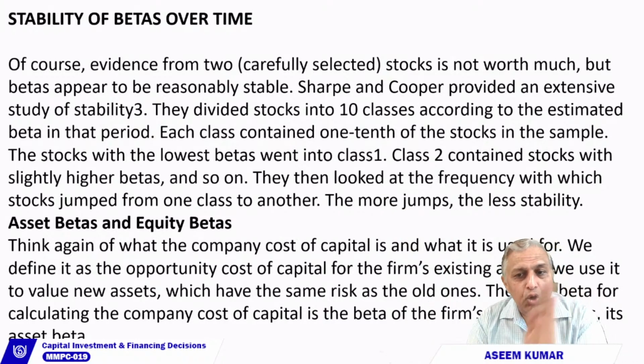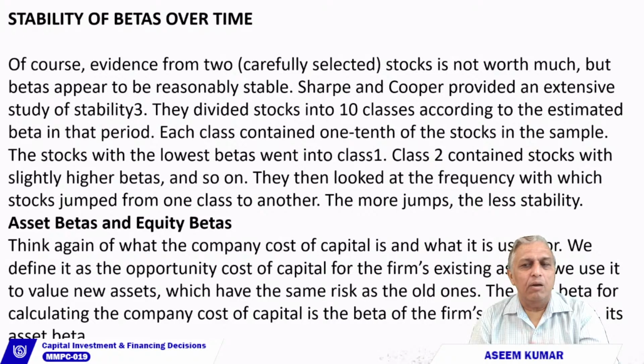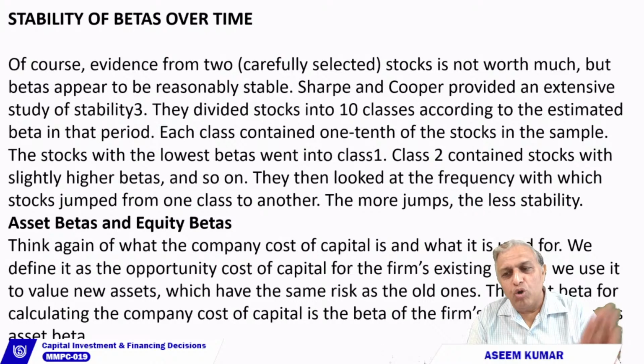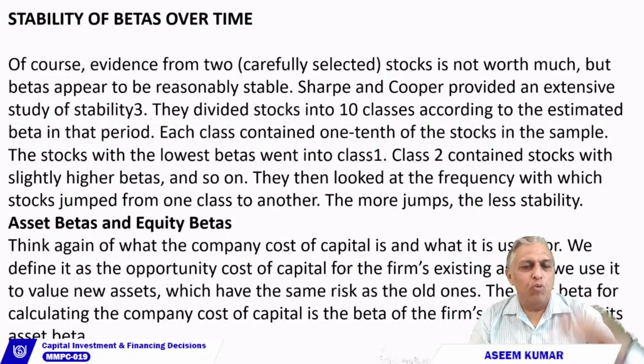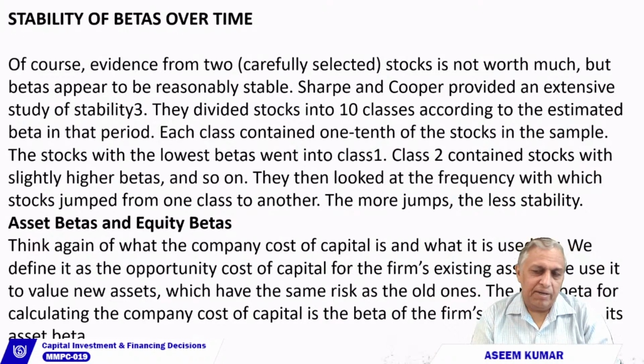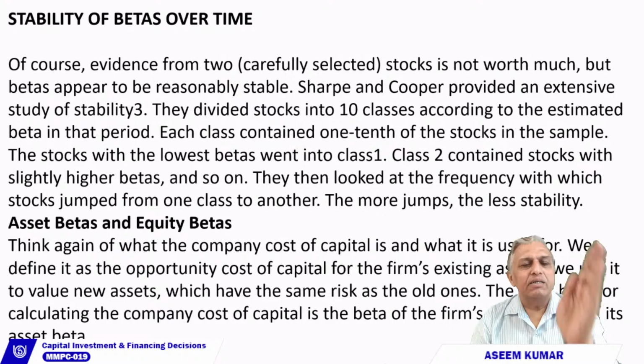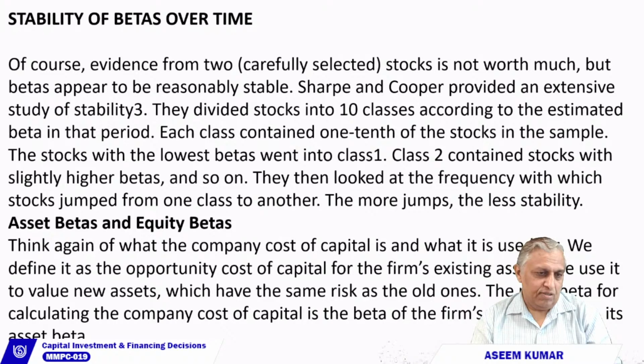They then looked at the frequency with which stocks jumped from one class to another. The more jumps, the less stability. If a stock jumps from the lowest beta class to a higher one and so on, and this frequency is higher, that means less stability. But if the frequency is lower, definitely you have stability of the stocks.